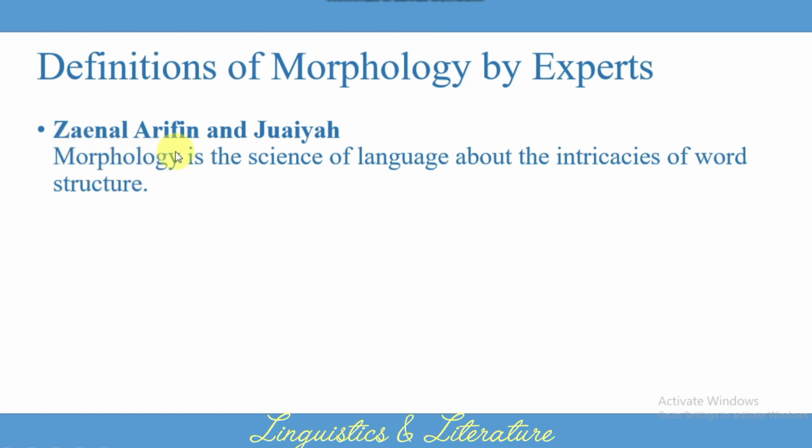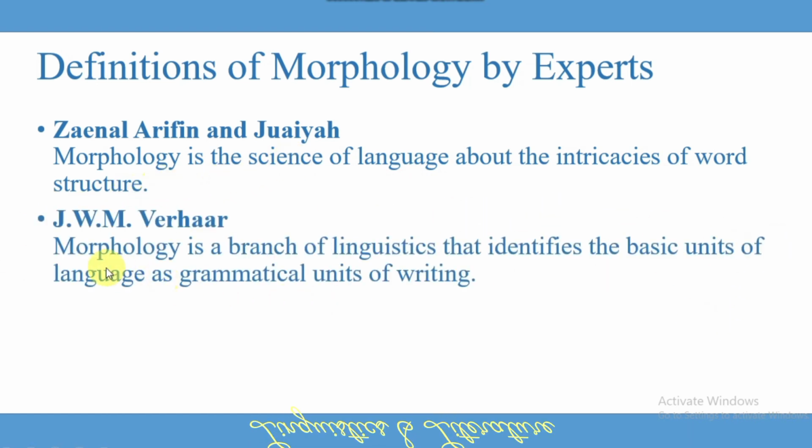Zainal Arifin and Juaya. This is the definition of these two. Morphology is the science of language about the intricacies of word structure. This is the definition said by these personalities.